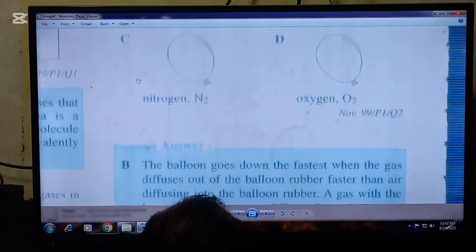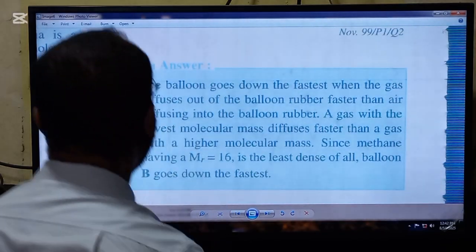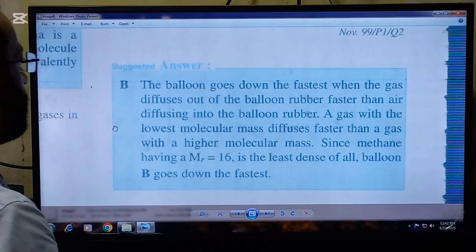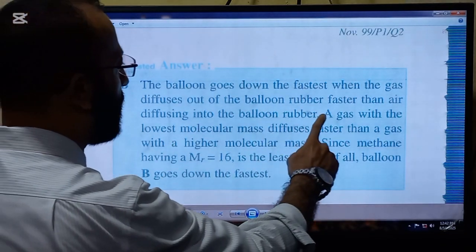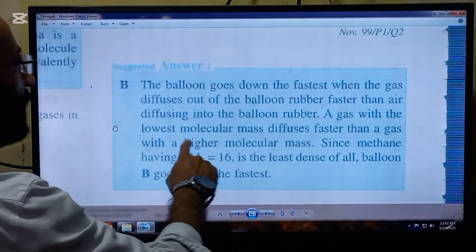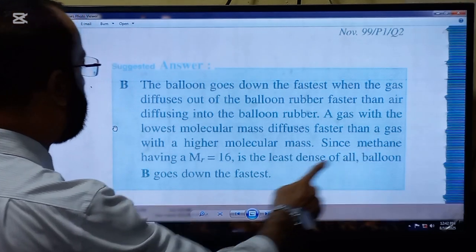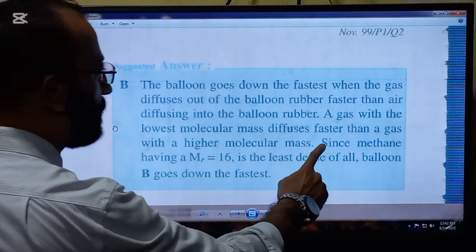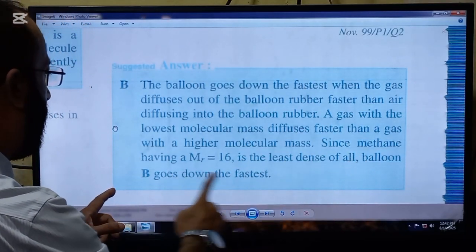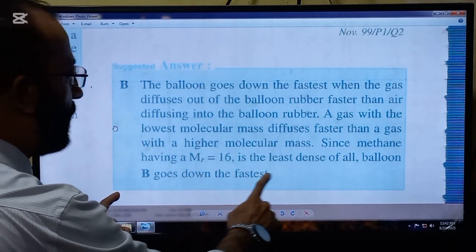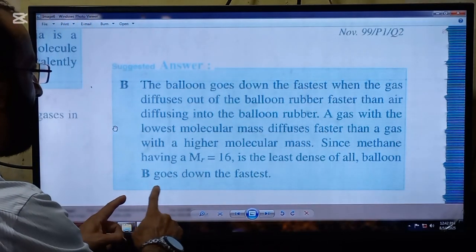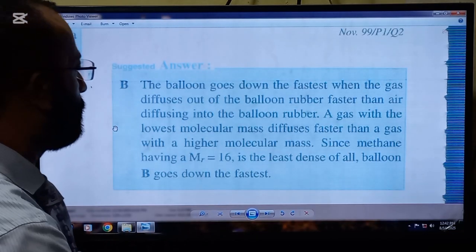And here you can see the answer is B part, because that will be done after finding the relative molecular masses. And here is the explanation. The balloon goes down the fastest when the gas diffuses out of the balloon rubber faster than air diffusing into the balloon rubber. A gas with the lowest molecular mass diffuses faster than a gas with a higher molecular mass. Since methane having Mr equal to 16 is the least dense of all the four options, so balloon B will go down first.